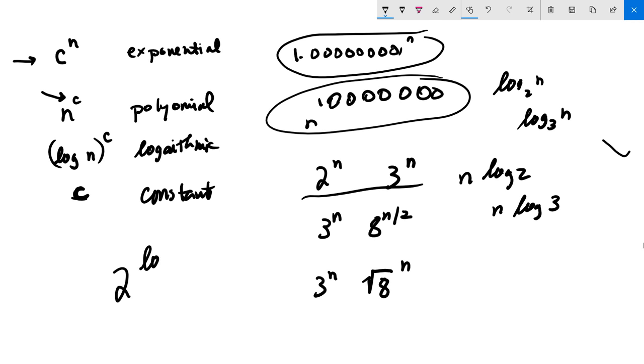2 to the log n up here. If the log makes it up to an exponent, then the base suddenly matters, because it's in an exponent. Once it gets into an exponent, the worry changes.